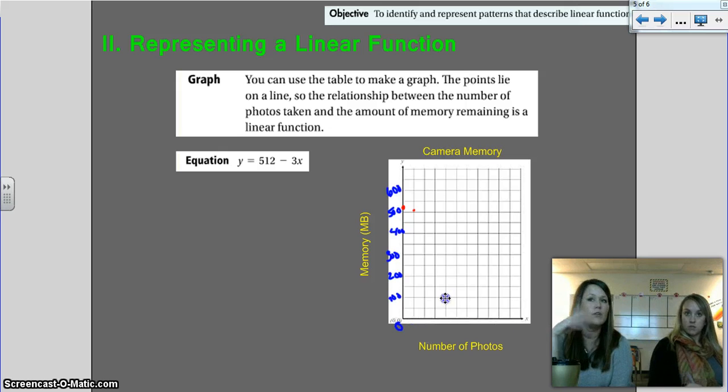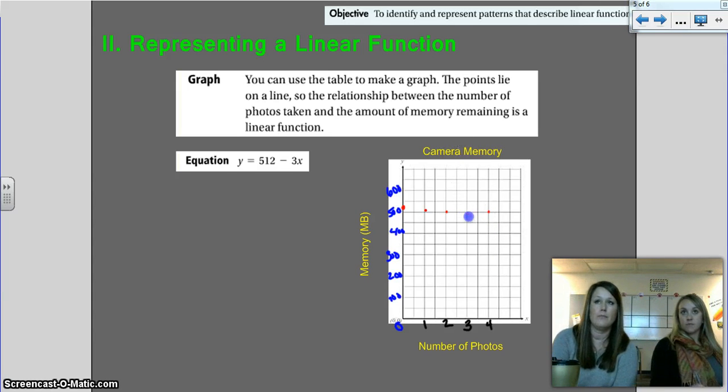So I feel like we should have made this bigger. Oh shoot, sorry. Go ahead and erase. Okay, this way it's not scrunched. So then 1 photo had like 509. Then 2 photos had 506, and 3 photos had 503. And 4 photos had 500, so it'd be right on that line. That one needs to come up just a tiny bit.